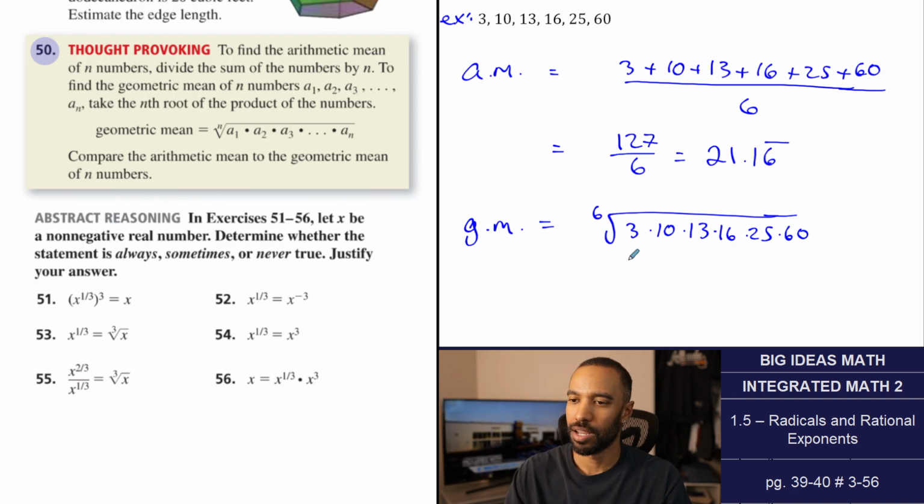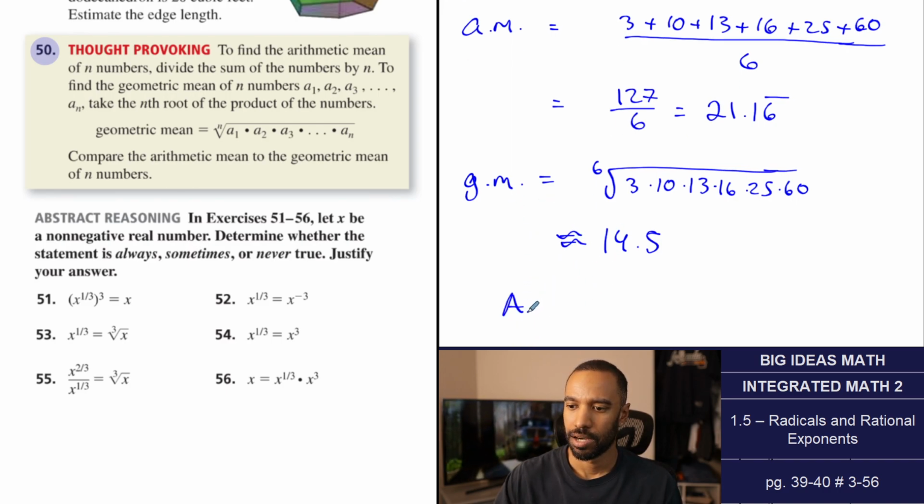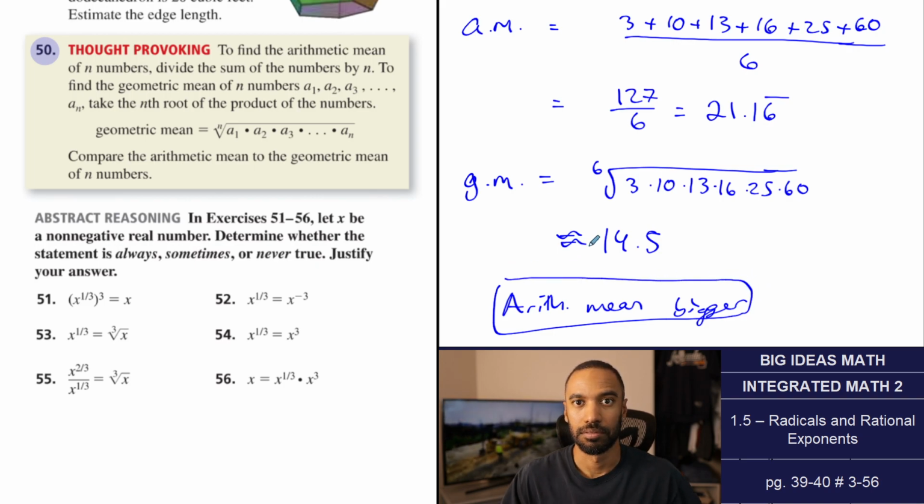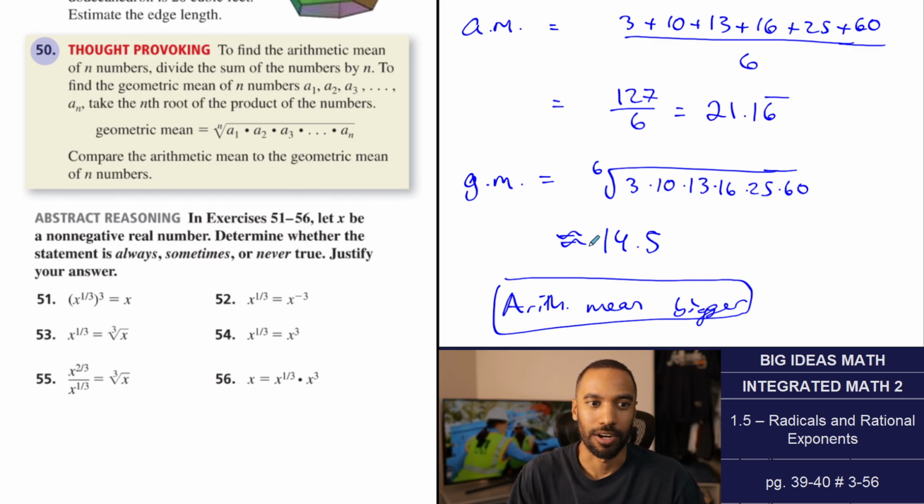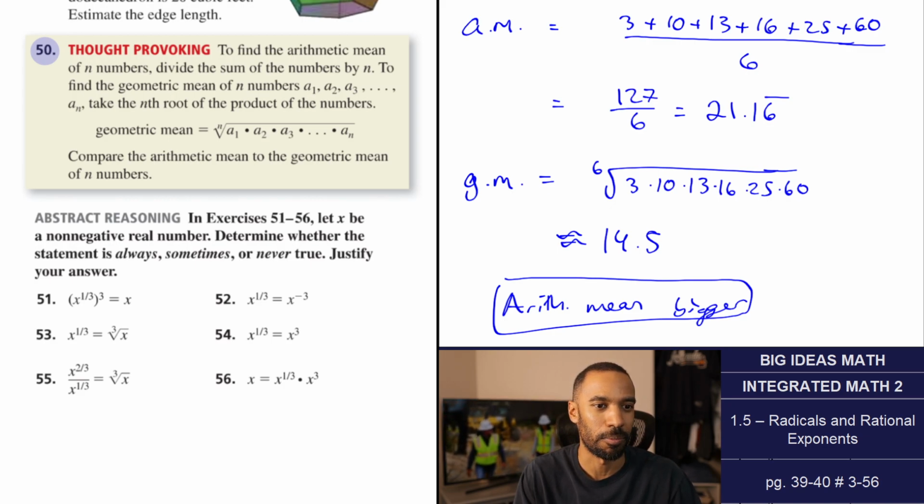Now, which one is bigger? Arithmetic mean. Mean bigger. Now, does that mean it's always bigger? I don't know. I tried it. They just said compare it. So they did, and I compared it. The arithmetic mean was bigger. I don't know what else to say. Sometimes these problems kind of throw me for a loop.